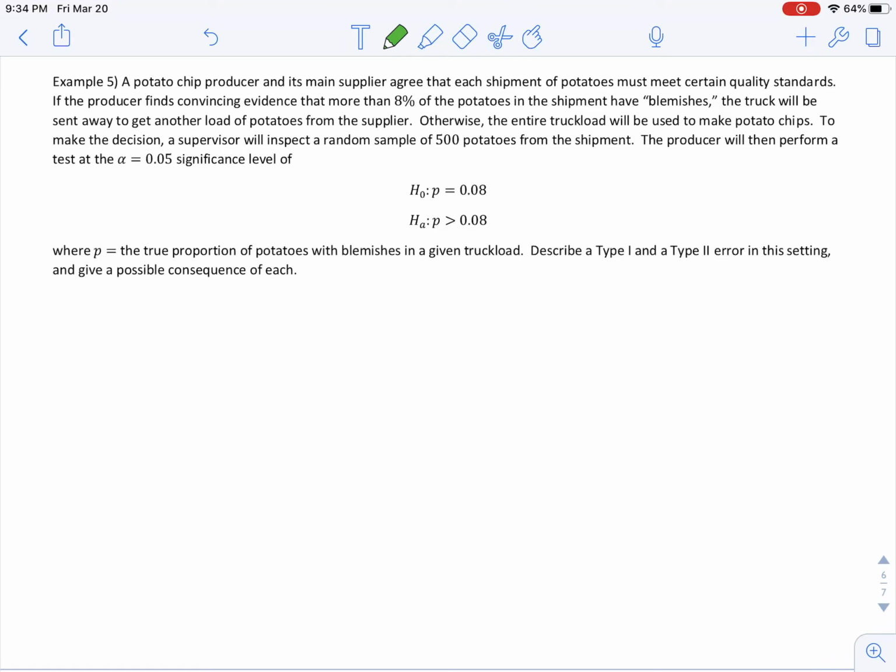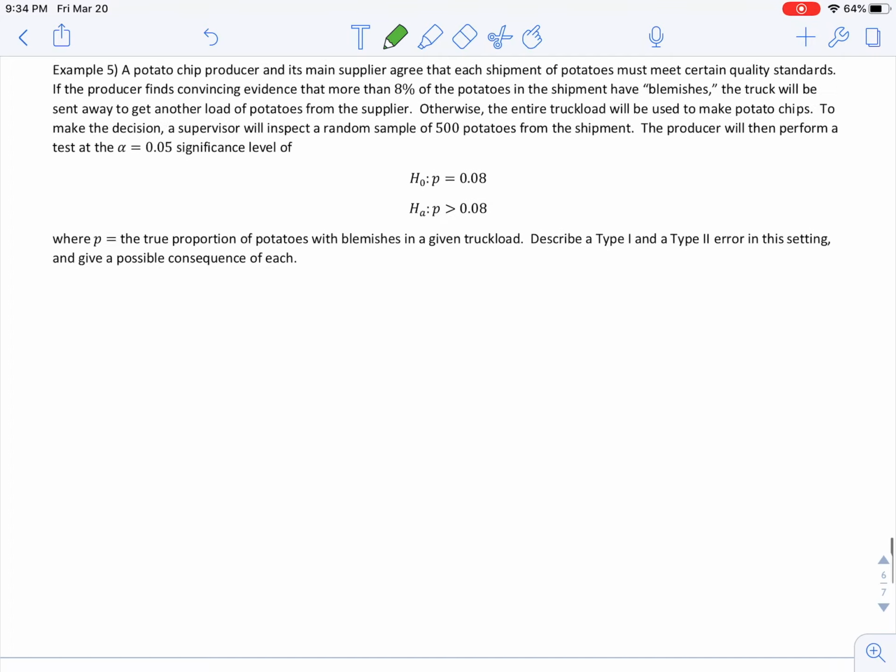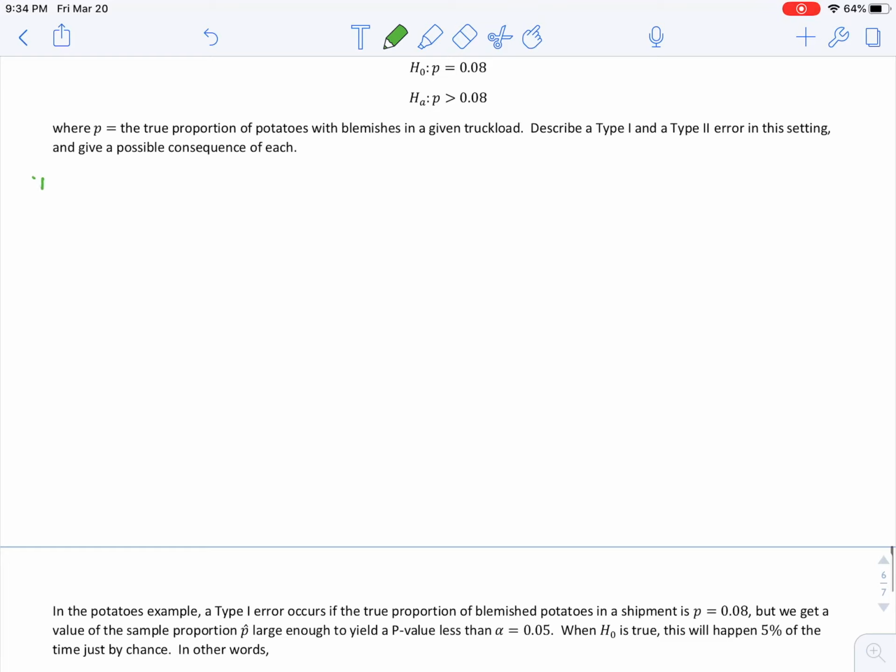The variable p is the true proportion, the population proportion of potatoes with blemishes in a given truckload. I want to describe what a type 1 and type 2 error would be in this setting and give a consequence of each one. So, a type 1 error always exists when you reject a true null hypothesis. So this would be if the producer finds convincing evidence that it's actually greater than. So I've rejected the null, I think it's greater than.